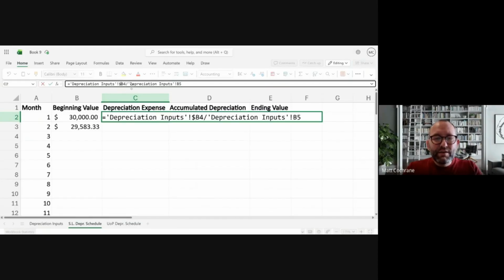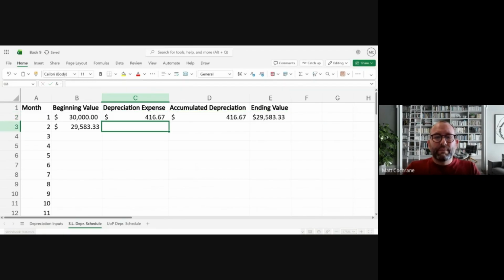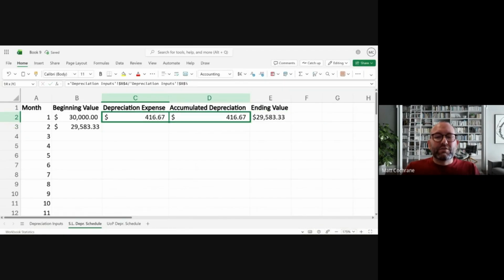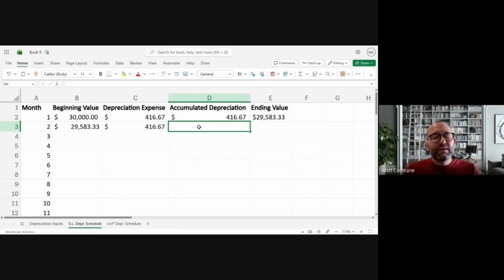So let's anchor the column and the row of both inputs on our depreciation inputs tab. And that way we can just drag this down to get our next value. The accumulated depreciation, we actually have to make an adjustment here because it's going to be the amount from the prior period plus the depreciation expense in the current period. Okay, so the total now is 833.